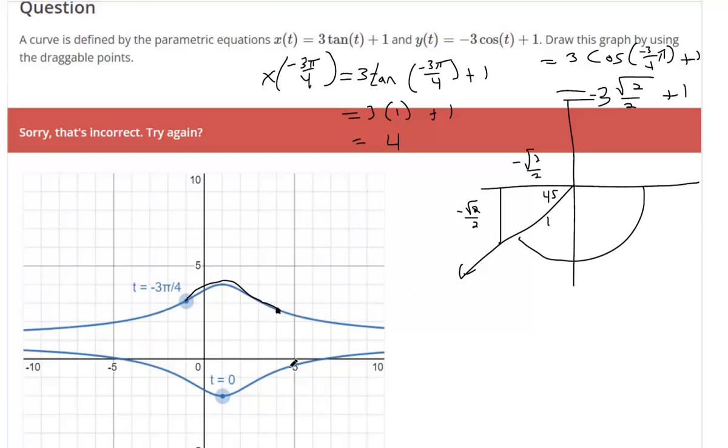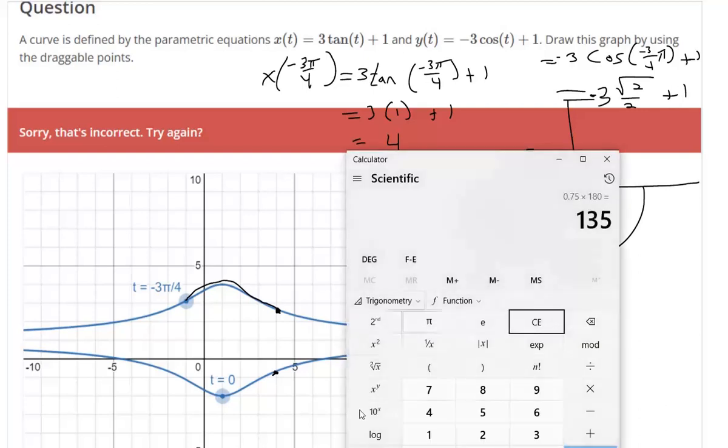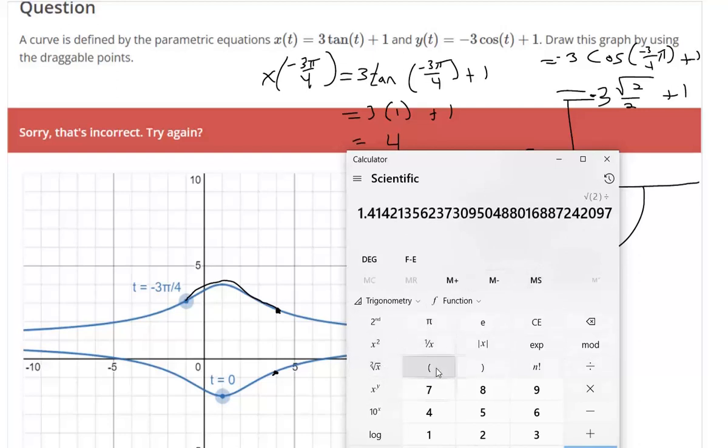Oh, wait, sorry, that's going to be negative. It's going to be down here. I dropped a negative sign. Okay, that wasn't making sense. It should be a positive like we drew it. It's because I dropped this negative sign. So negative times a negative makes a positive here. So here we can convert that to a decimal: square root of 2 divided by 2 times 3 plus that 1.